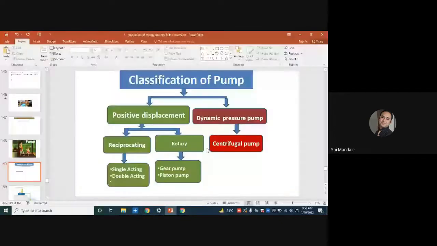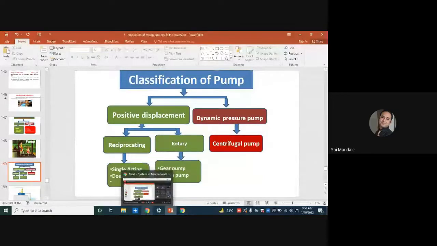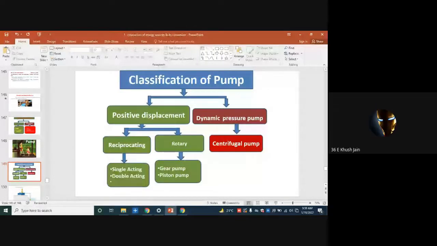So coming back to the classification of pump, positive displacement pump and dynamic pressure pump. These are the two basic categories, or we can say dynamic pump and positive displacement pump. Going into the positive displacement pump, there are again two subcategories: reciprocating pump and rotary pump.